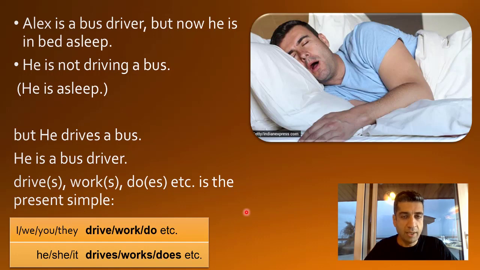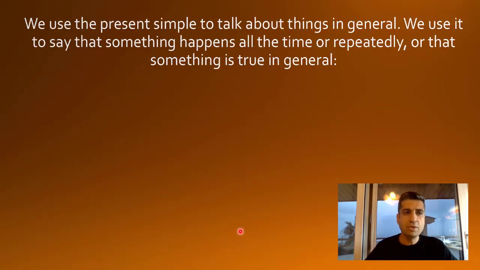I, we, you, they drive. This means they drive, you work, we do, but he drives, she works, he does, it does. We use the present simple to talk about things in general. We use it to say that something happens all the time or repeatedly, or that something is true in general.